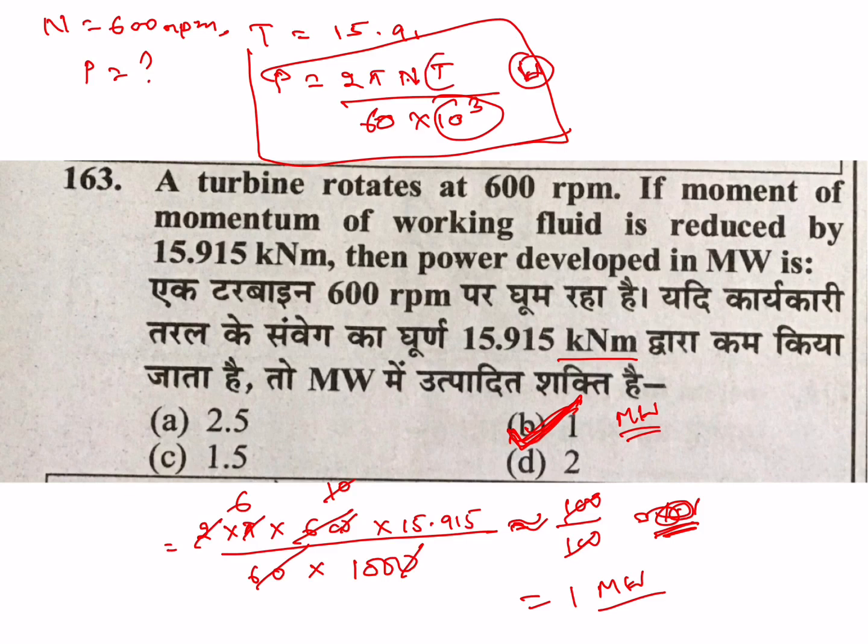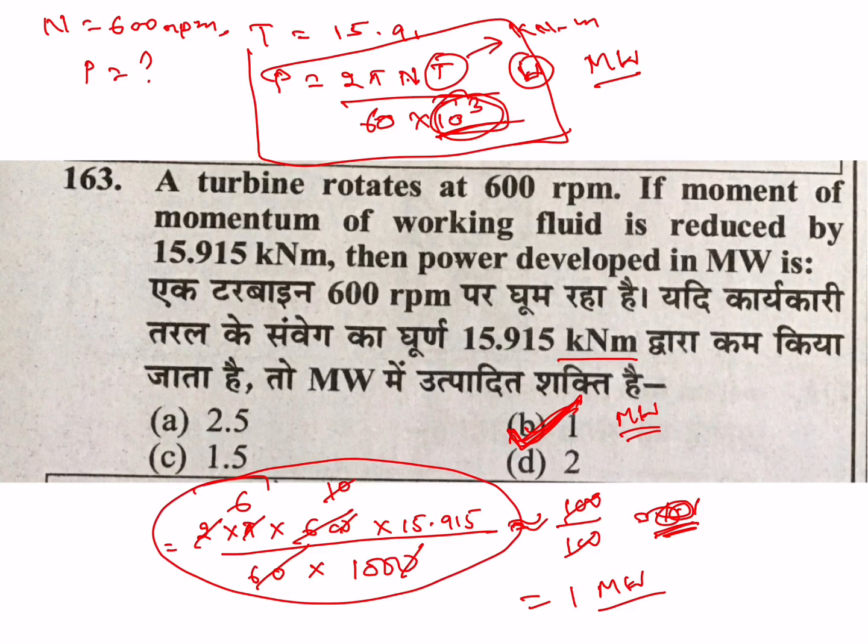It's already in kilonewton meter. So you have to divide it by 10 to the power 3 for megawatt. Then you have to do the approximation here. 2 into pi, you take 6. 15.9 into 6, around 100. You will get 100 by 100, 1 megawatt. Approximate value B is your correct answer.